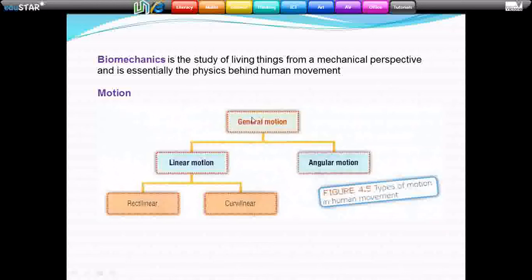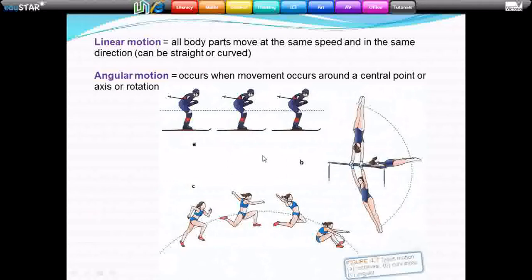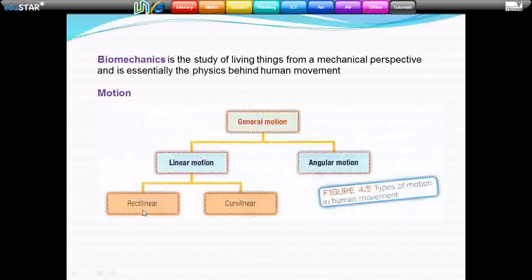In motion, we have general motion, which can be a combination of linear and angular motion, and linear motion can be subdivided into rectilinear and curvilinear motion. Linear motion can be defined as all body parts moving at the same speed and in the same direction. This can be in a straight line, or it can be in a curved line. Even though this is curved, it's still considered to be linear motion, and that's what we call curvilinear. And when things move in a direct straight line, that is rectilinear motion.